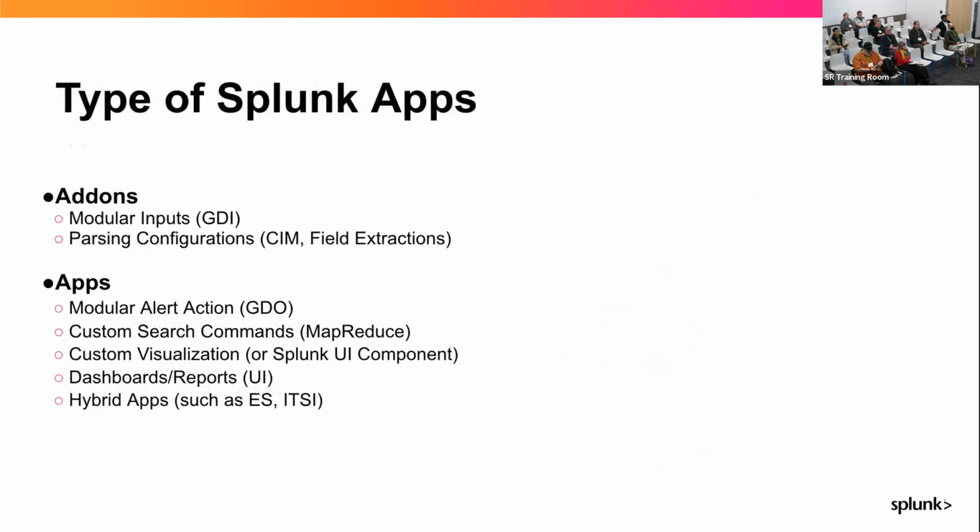So these are the two main or more common types of Splunk apps. And you would hear the terminology like add-ons and apps. And add-ons could be technology add-on, supporting add-on. So TA, also known as technology add-on, supporting add-on, or security add-on. And then inside the add-on, we have modular input. And then you would hear terms like GDI or GDO. Those are just acronyms that Splunk has for getting data in and getting data out, right?